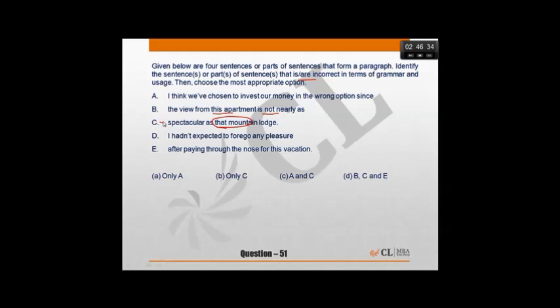So C is definitely incorrect. So choice A is incorrect. C is here, C is here. Okay. What about the others? So it is either A. Okay, we have a B and E also.